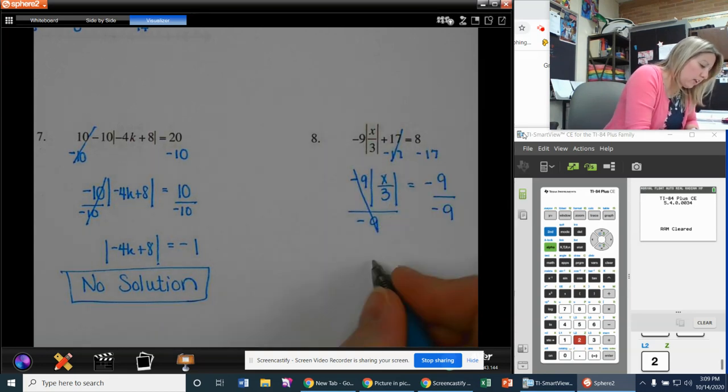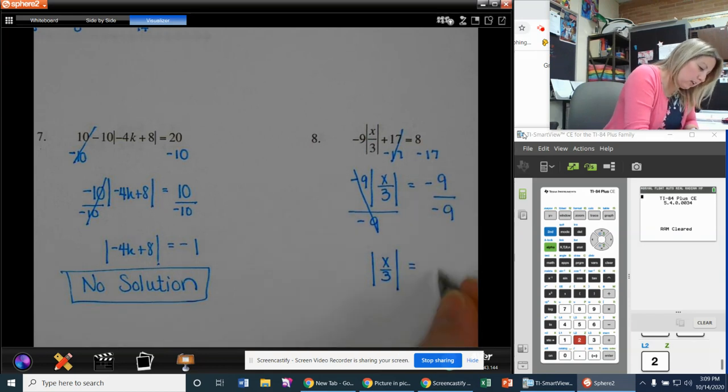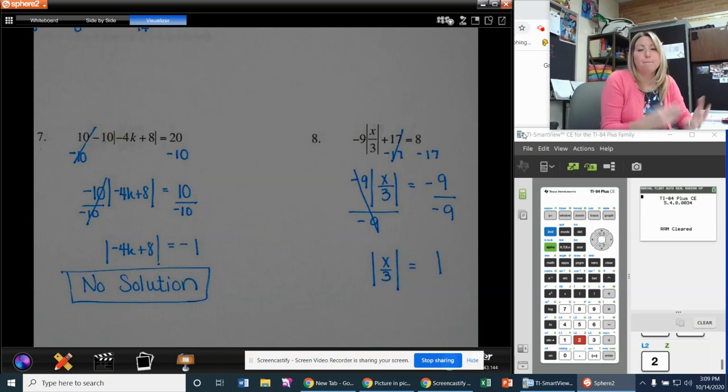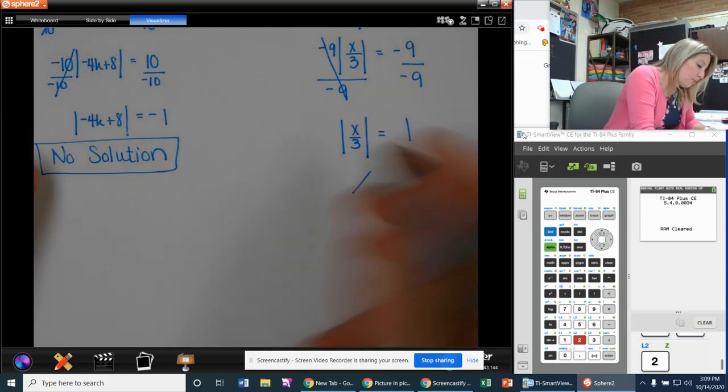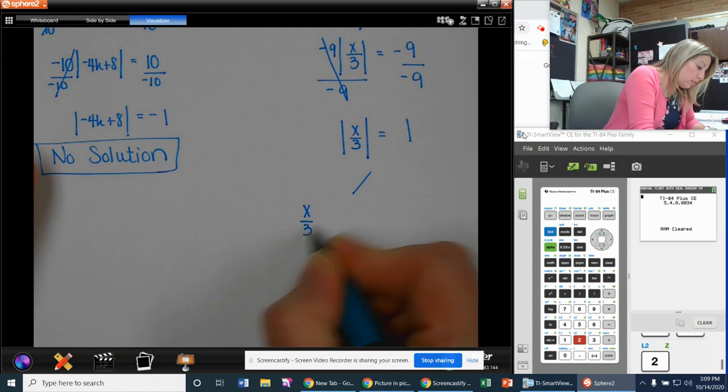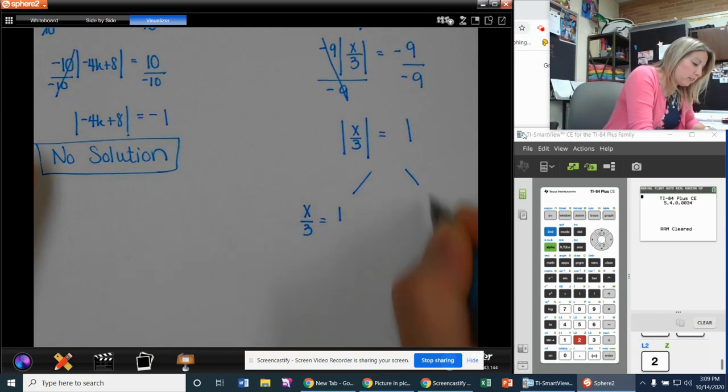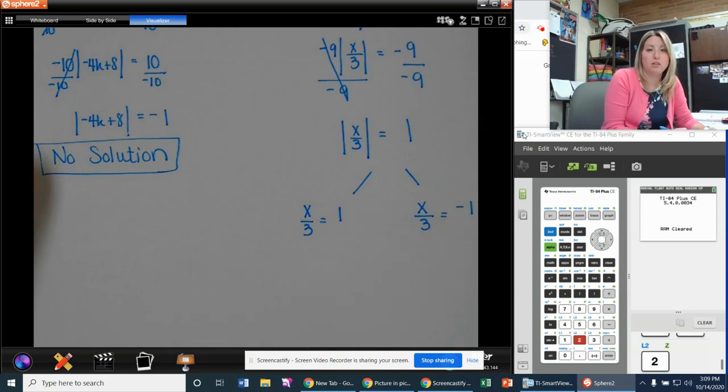So that gives me my absolute value bars alone. And negative divided by negative, it's a positive 1. Okay. It's still two scenarios. So my first scenario is drop the absolute value bars, set equal to 1. My second scenario, drop the absolute value bars, set equal to negative 1. That's you negating the other side.